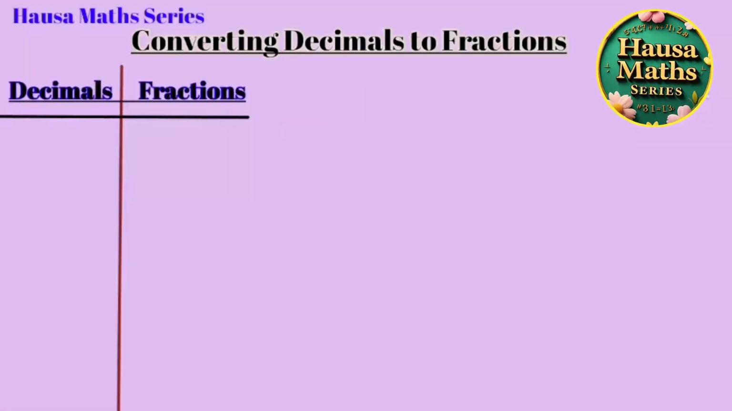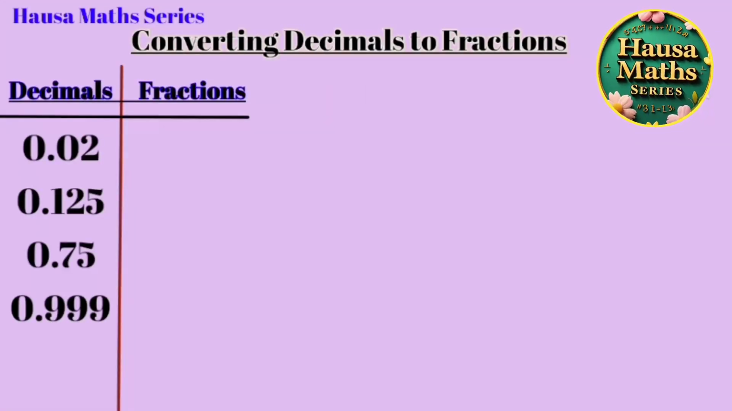So now convert decimal to fraction. How are you going to convert these decimals to fractions? 0.02, 0.125, 0.75, and 0.999.